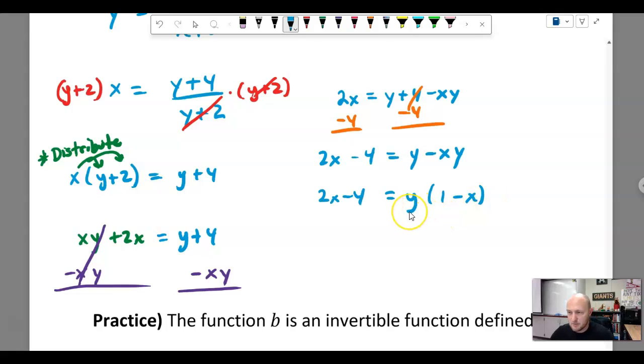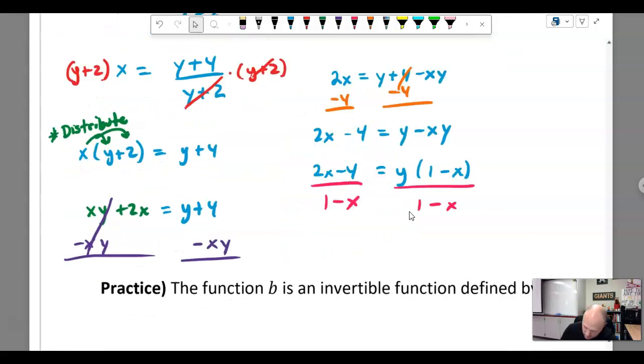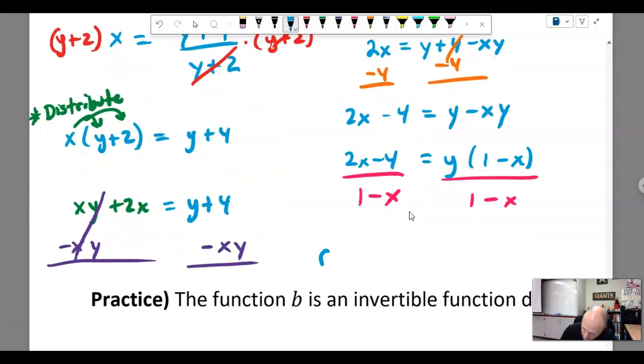Now I'm going to isolate my y. I just have one y, and I want it by itself, so how do you undo multiplication? You divide. So I'm going to divide by 1 minus x. And here you go, here's your inverse. This is called R. R inverse is going to be equal to 2x minus 4 over 1 minus x.